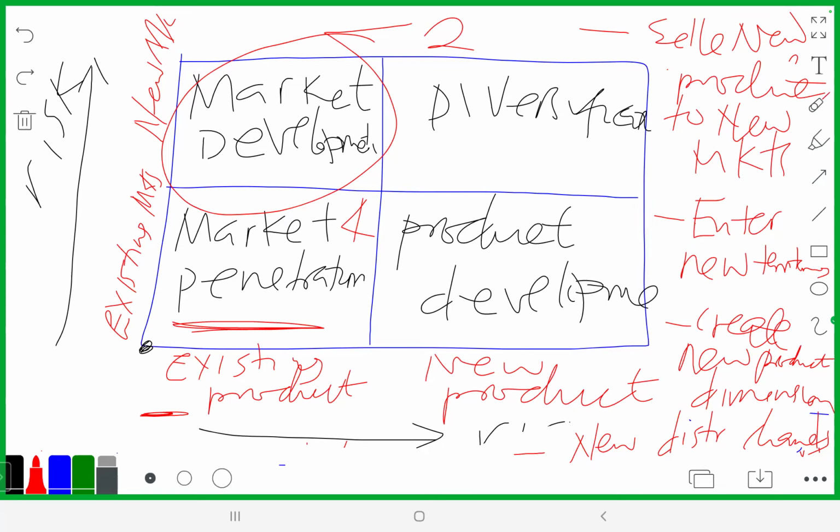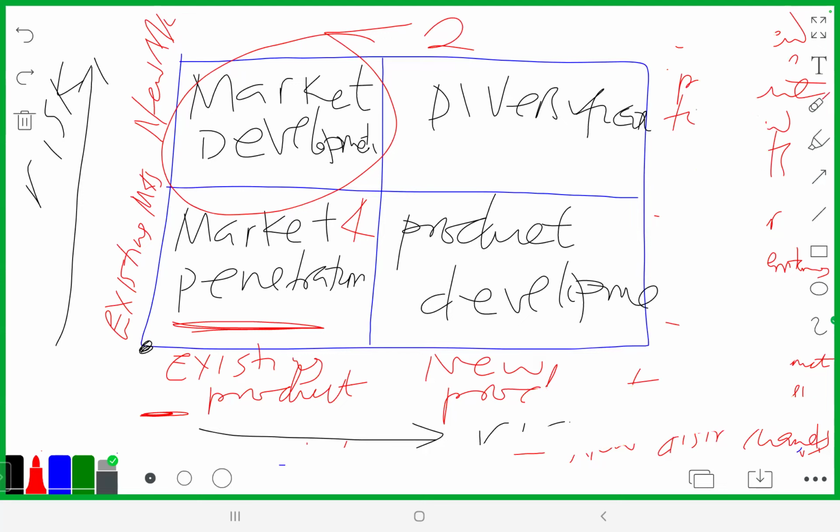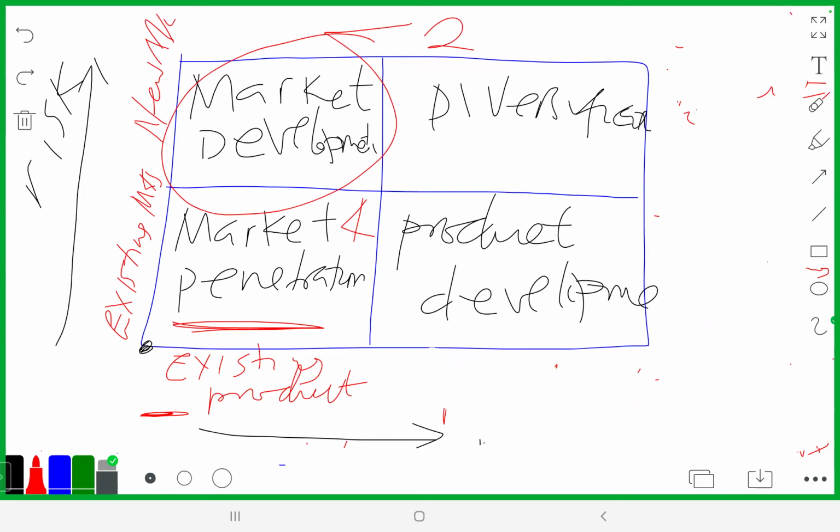Then when you're done developing the market, obviously it's important that you look at product development, which is another quadrant in the matrix. Let us look at development of a product. This is number 3. This was our number 1, which I've talked about. Now we're on number 3, product development. What is it that you do under product development? Here, you're selling a new product to an existing market.